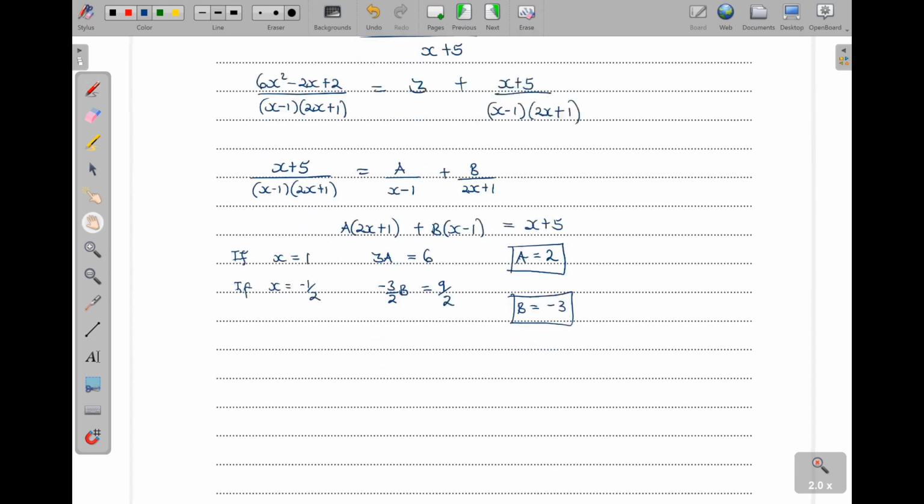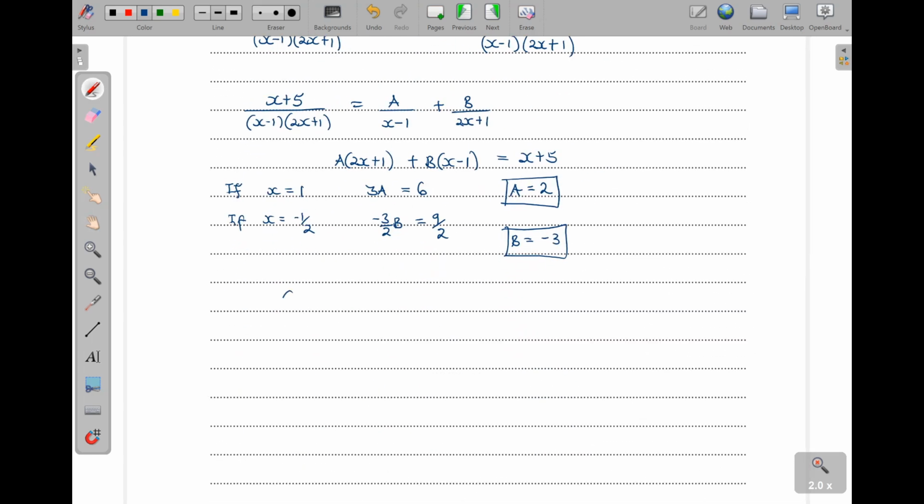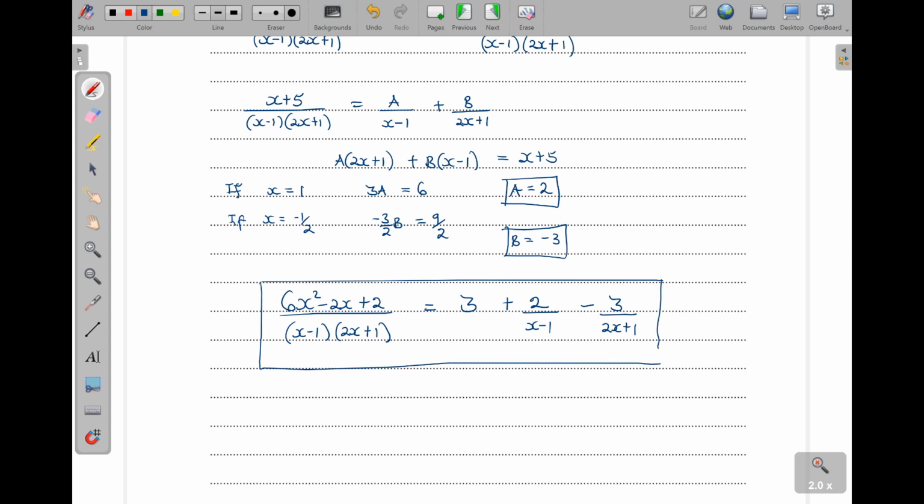So this therefore implies that 6x squared minus 2x plus 2 over x minus 1 into 2x plus 1 is equal to 3, then plus our A is 2 over x minus 1, our B is negative 3, then over 2x plus 1. So this will be the full expression in partial fractions.